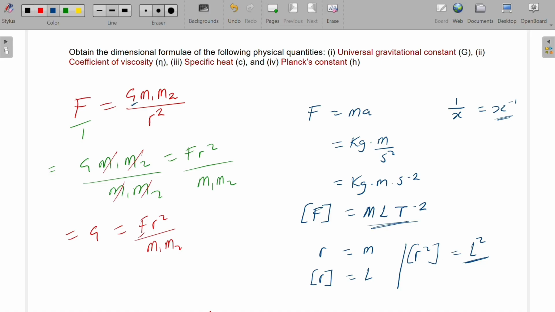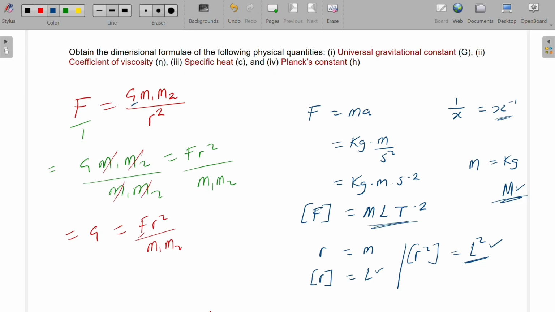And then M1 and M2 are basically masses, measured in kgs, and the dimension for kg is capital M. So this is the dimension for the mass. This is for the radius, r squared: the dimension for r is L, but since it's squared, we have L squared. For force, we have M, L, T to the minus 2.